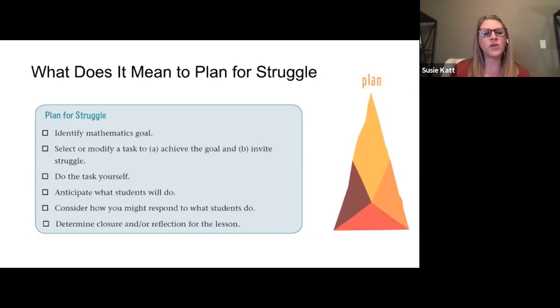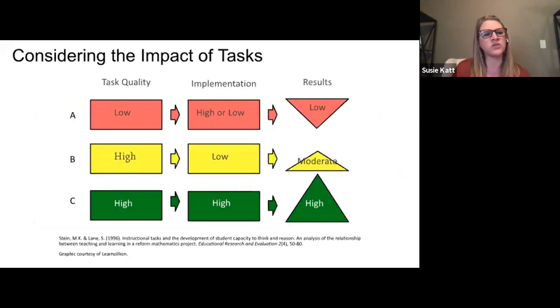and then we think about our closure. However, planning for struggle really incorporates other considerations in the process: what students might do, what they might struggle with, and what we can do in response. It really is going to help us be better prepared to respond and support struggle intentionally and in that moment, which we'll talk about in Action 5.